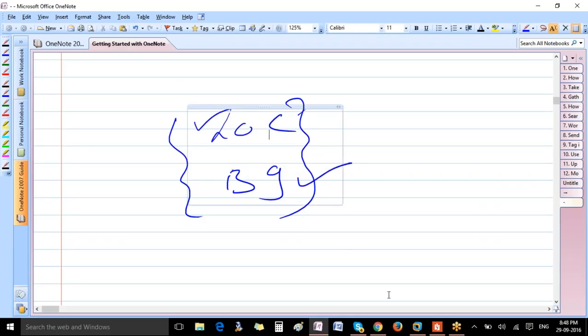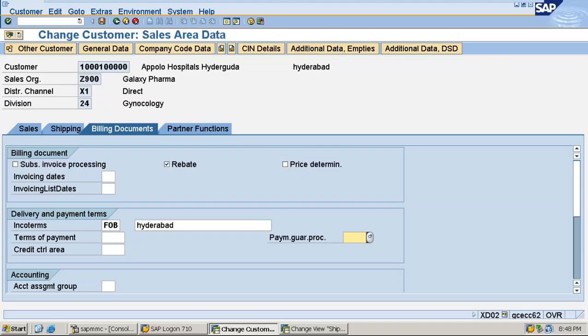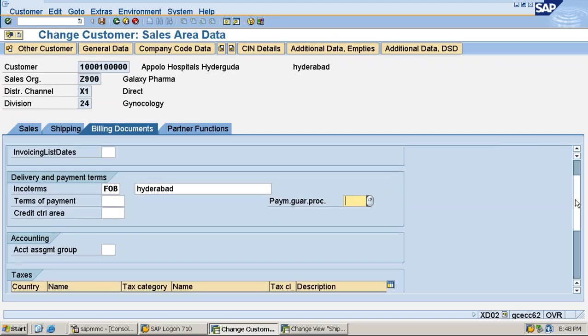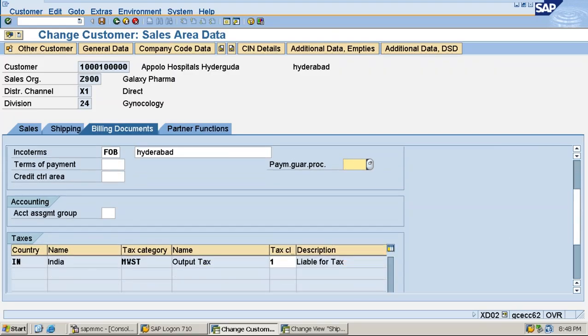Okay, so if this customer is an export customer, then you need to maintain this payment guarantee procedure. Generally it's maintained by the FI guys, and they will give it to you; you need to maintain that field here. The next is account assignment group. As of now, just know the definition, what this is. Later, when it comes to the topic called revenue account determination, you will know the use of this field. Account assignment group is one of the parameters which will help us determine the revenue account.